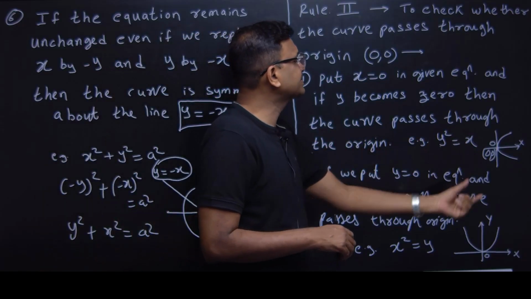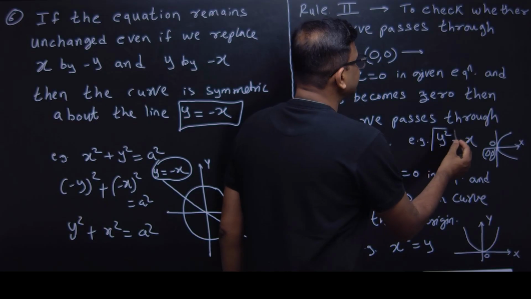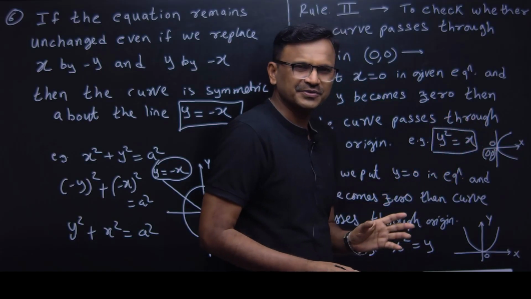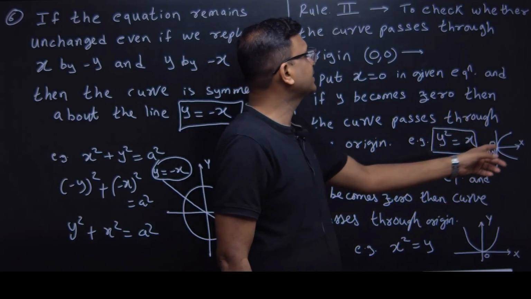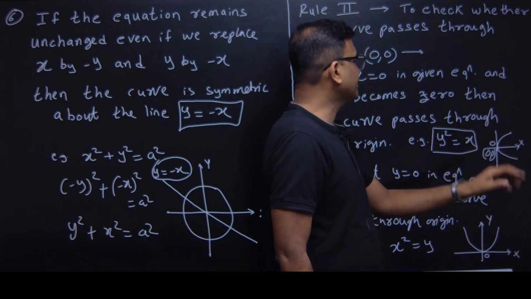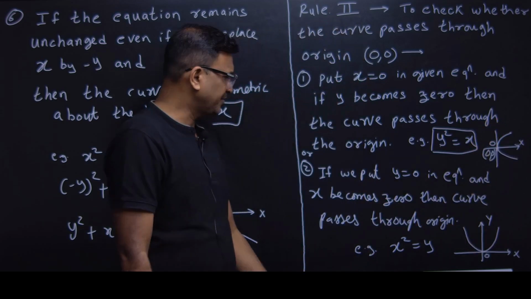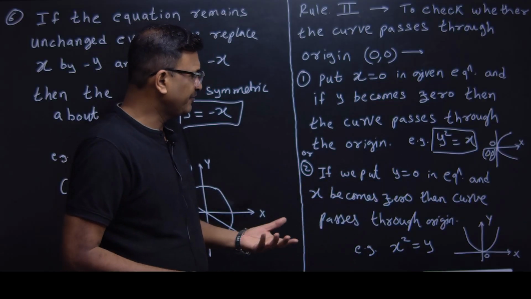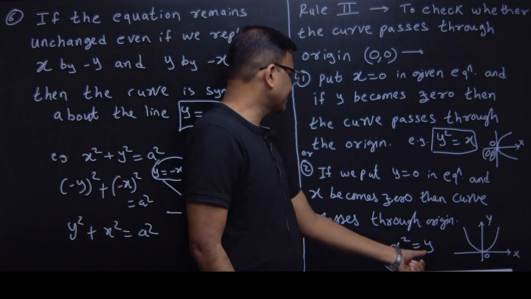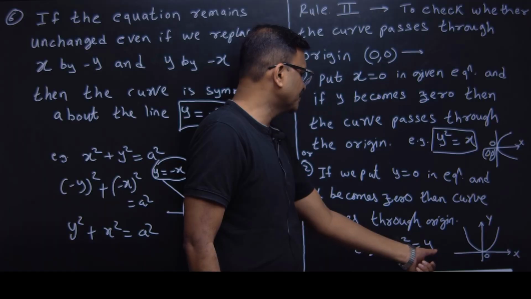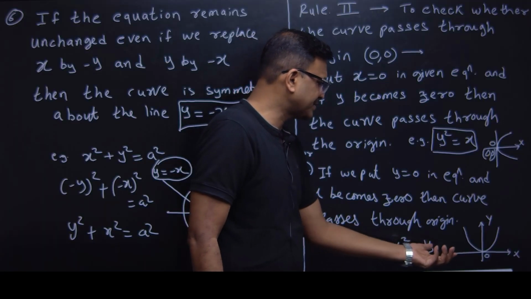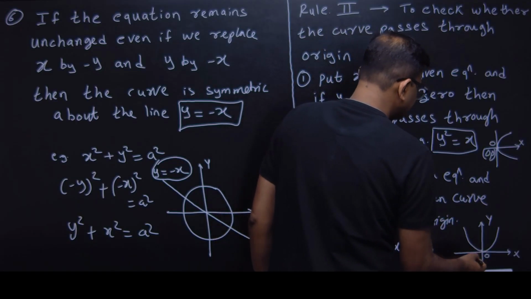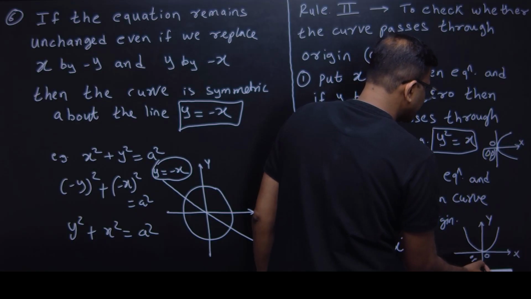Again, if you take the simple example of this parabola, y square is equal to x. In this equation, if I put x is 0, we'll get y square is 0, we'll get y is 0. So when x is 0, y is 0, we know that this curve parabola passes through the origin 0, 0. Or we can do vice versa. If you put y is 0 in the given equation and x becomes 0, then we can say the curve passes through the origin. Like see, for example, in this equation, if I put y is 0, I'll get x square is 0, so x is 0. So when x is 0, y is 0, or when y is 0, x is 0. So here this curve also passes through the origin 0, 0.